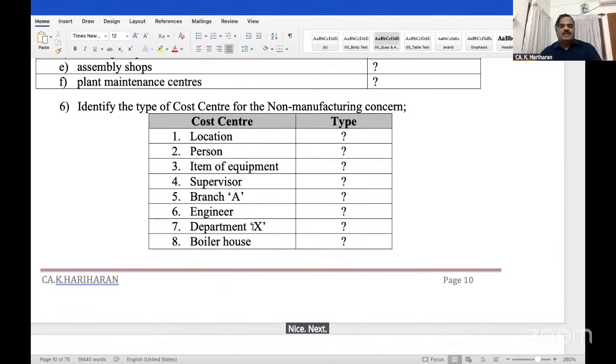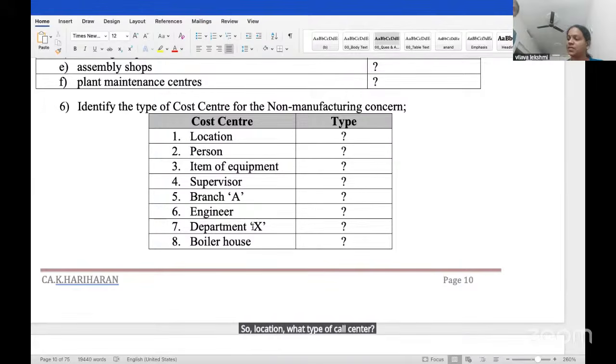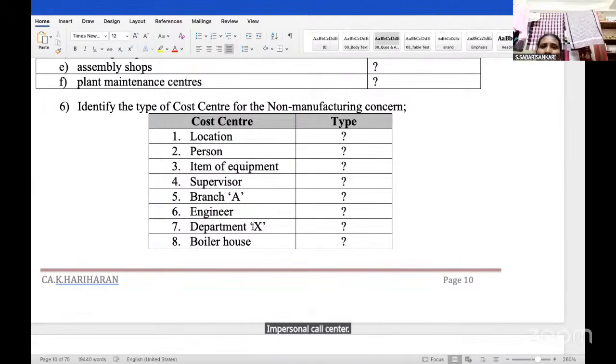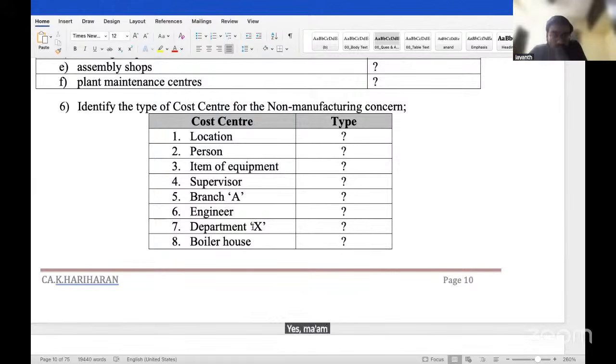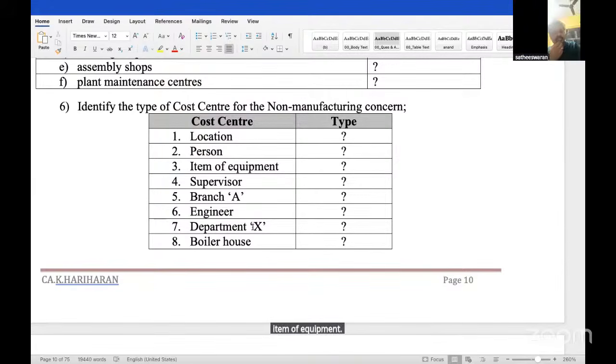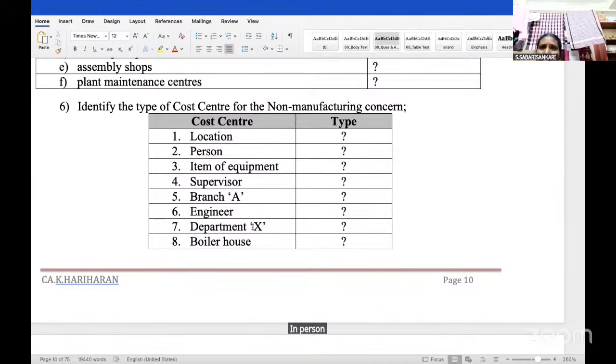Identify the cost center for non-manufacturing concern. Based on non-manufacturing, it can be classified into personal and impersonal. Location: impersonal cost center. Item of equipment: impersonal. Supervisor: personal.